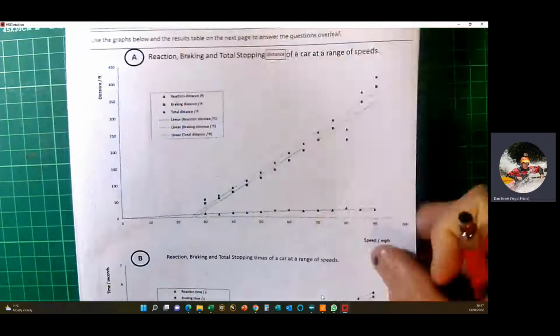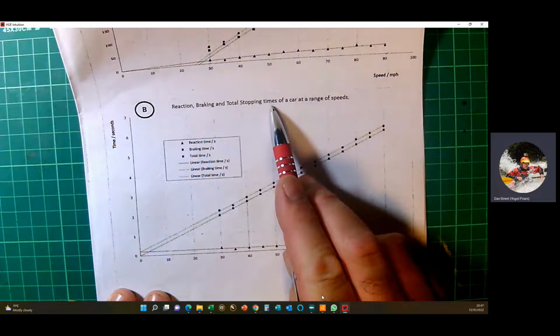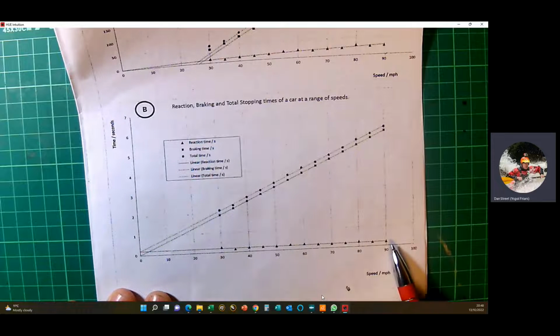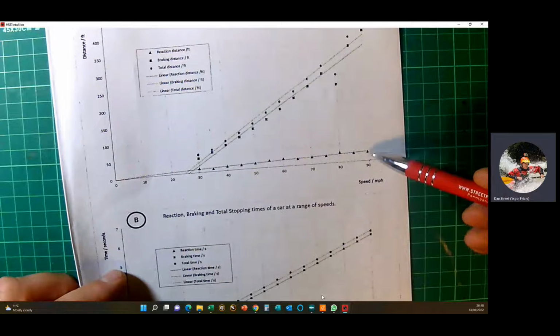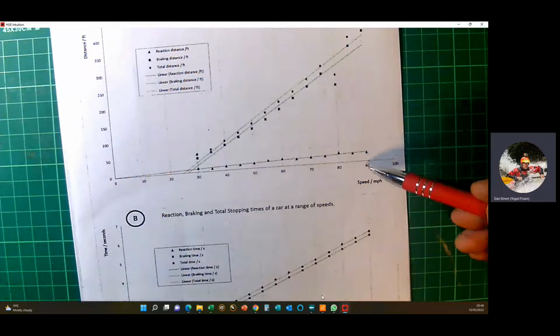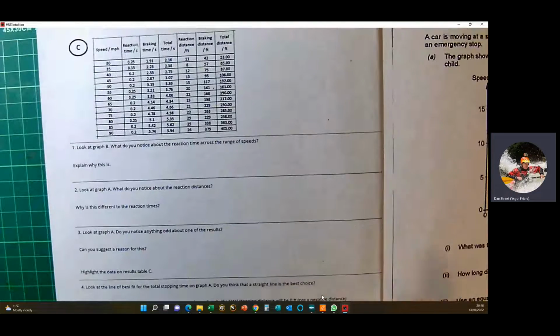The graph at the bottom of the page was the similar sort of thing, but this time it's the times. We can see that it's very similar to the first graph, with one important difference: the reaction time remains pretty horizontal. So the time it takes a driver to react remains the same, but if you're going faster and faster, that translates to greater distance on the ground. Because your car is traveling faster and faster, no matter how quick you are, it will travel further before you can actually get your foot on the brake. So we've got here a copy of the data that was used to create those two graphs.